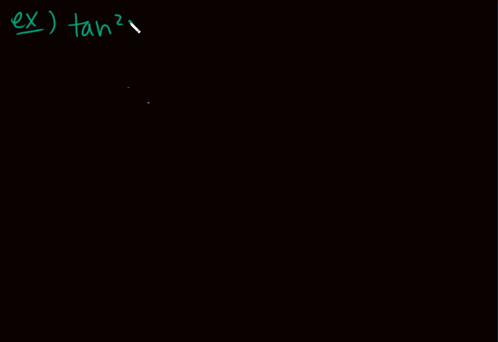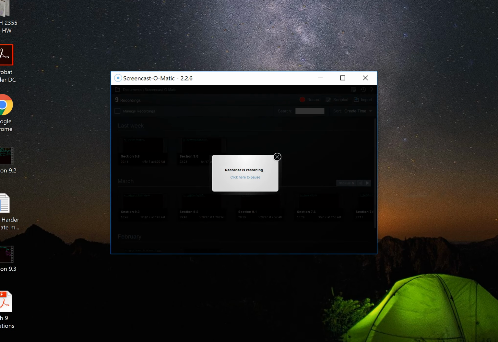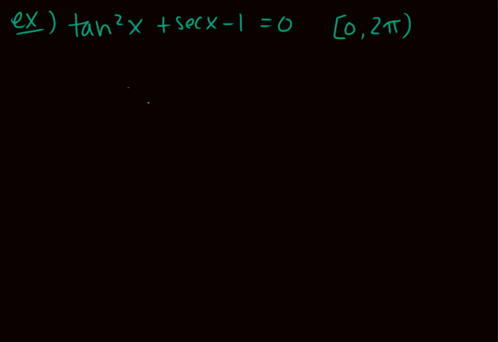Let's try it. Tangent squared of x plus secant of x minus 1 equals 0 from 0 to 2 pi. Okay, so the first thing I want to do is get this all in terms of one function, because I can't factor out a secant or factor out a tangent like I could with the one with cosine and tangent.